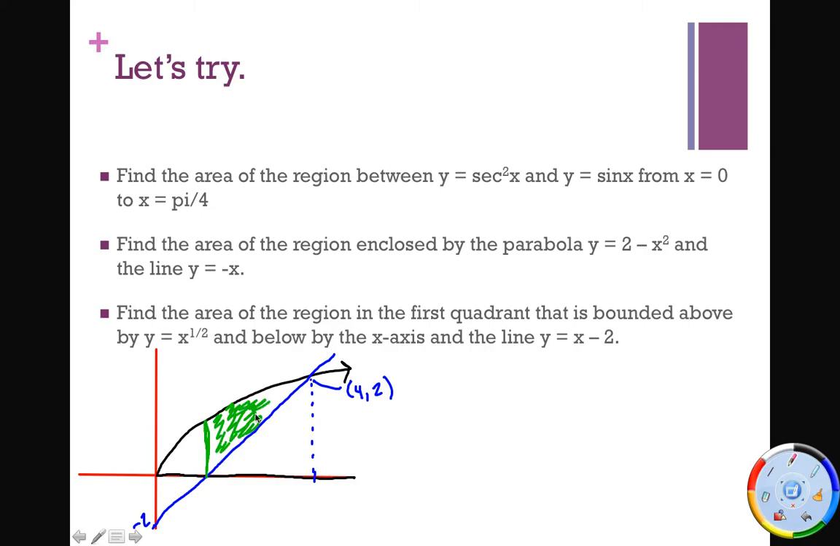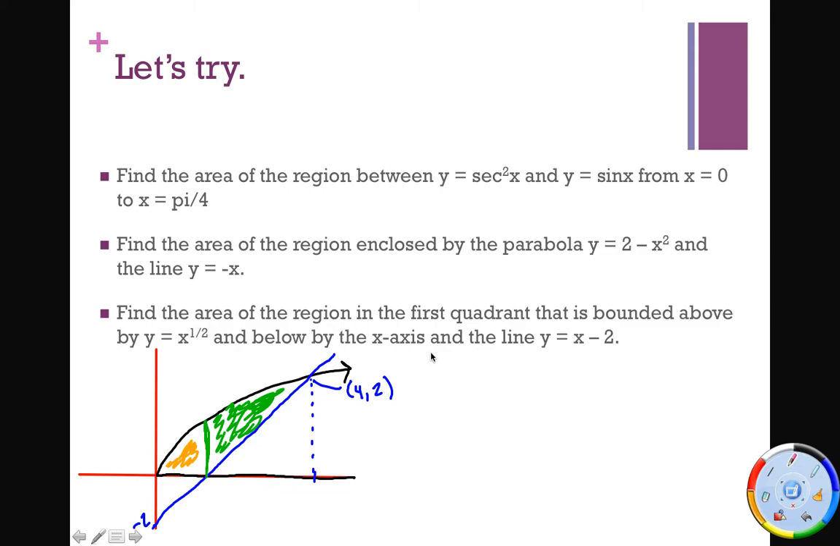I can find the area between the square root function and the linear function by looking at this green area here, and I can look at this orange area as the area, or the integral, between the square root function and the x-axis, which actually is just the integral.